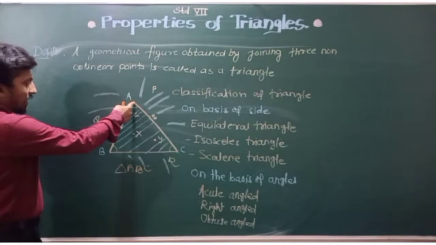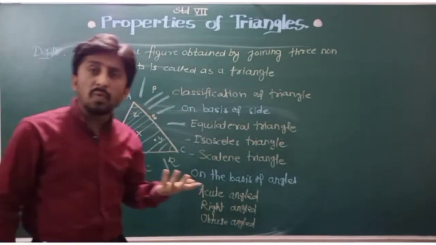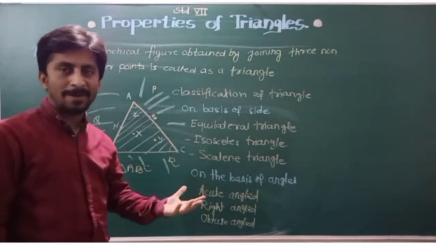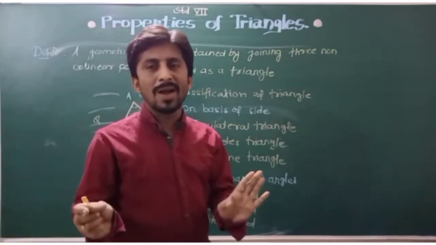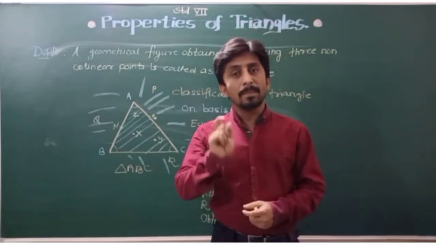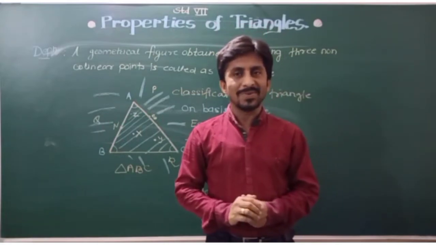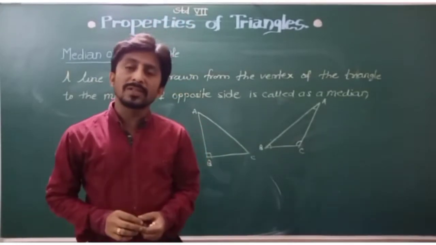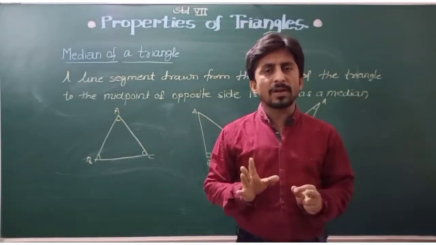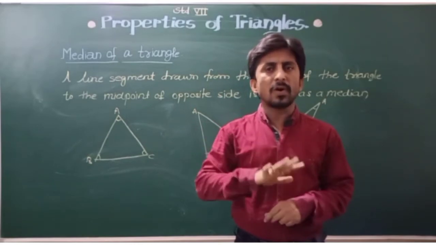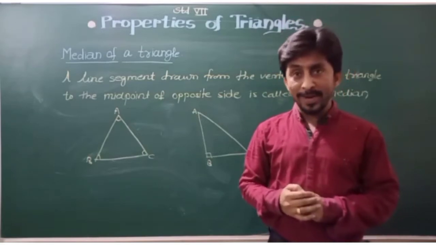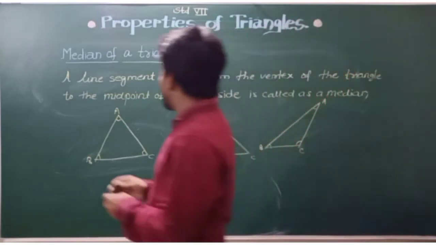And you know this, A, B, C is nothing but the vertices of the triangle. They are called the vertices, vertex of the triangle. Okay. So up to now, I hope you have understood. Now let us today discuss the first point, median of a triangle. So what is the median of a triangle? A line segment drawn from the vertex of a triangle to the midpoint of the opposite side of the triangle is called a median.